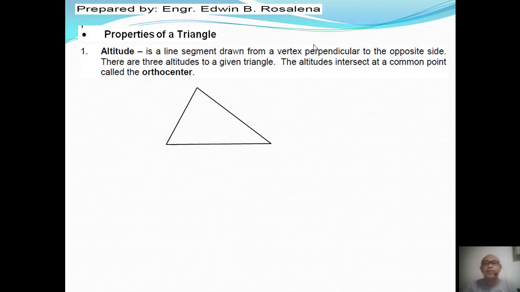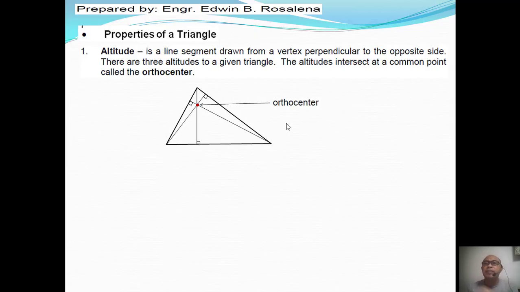So an altitude is a line segment drawn from a vertex perpendicular to the opposite side. Since we have three sides, we can also draw three altitudes of a triangle. And the three altitudes intersect at a common point, and we call that common point the orthocenter.